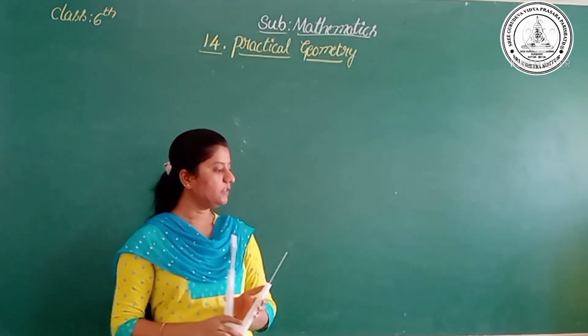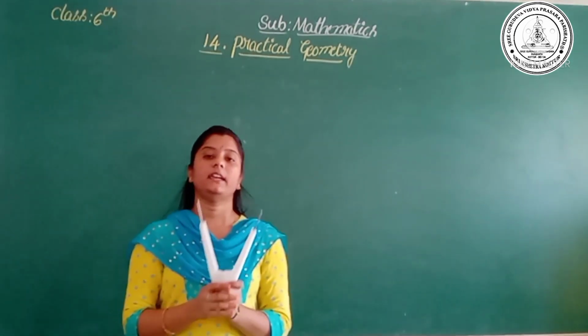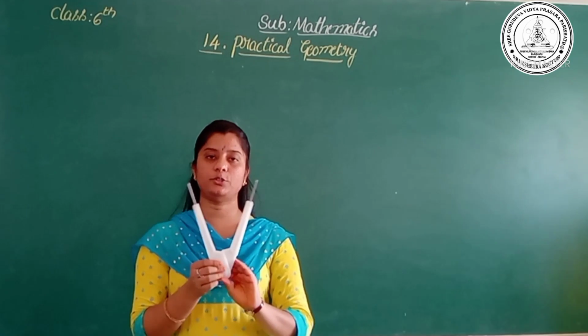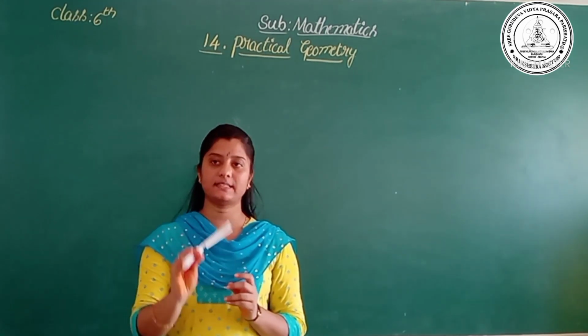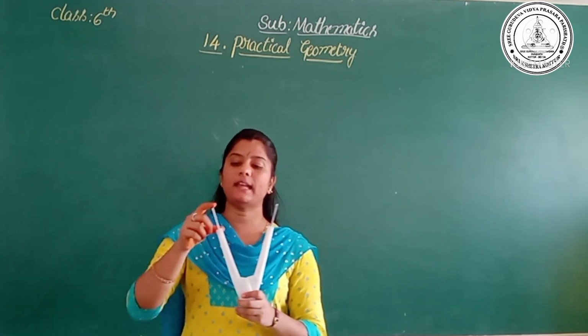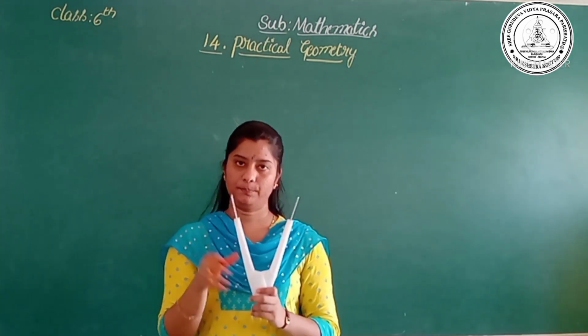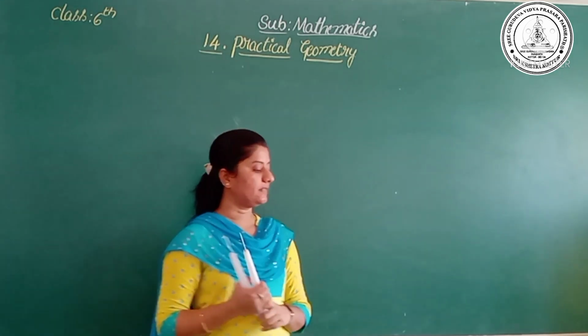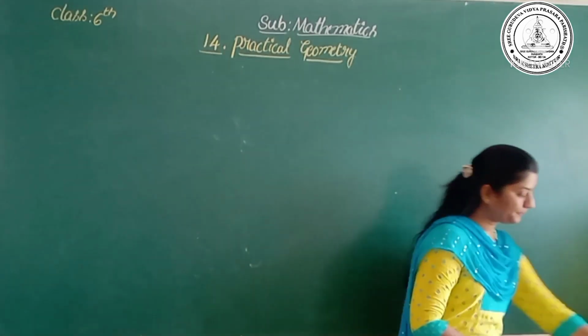Okay. Then the third one is the divider. It is used to measure the exact length of two line segments or two lines. So it has two sharp end points.